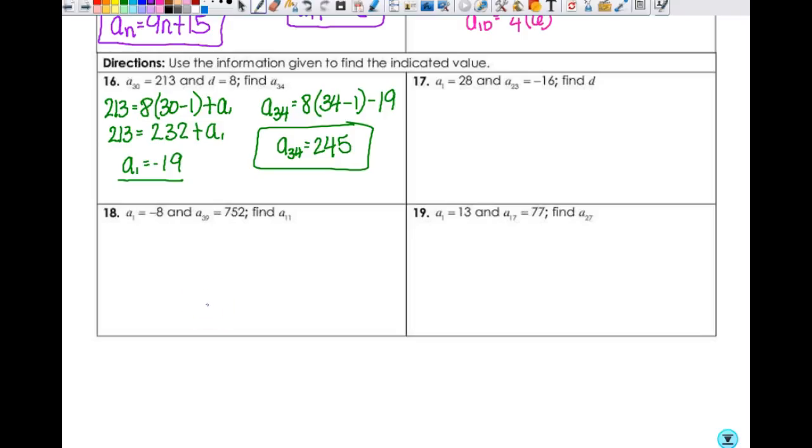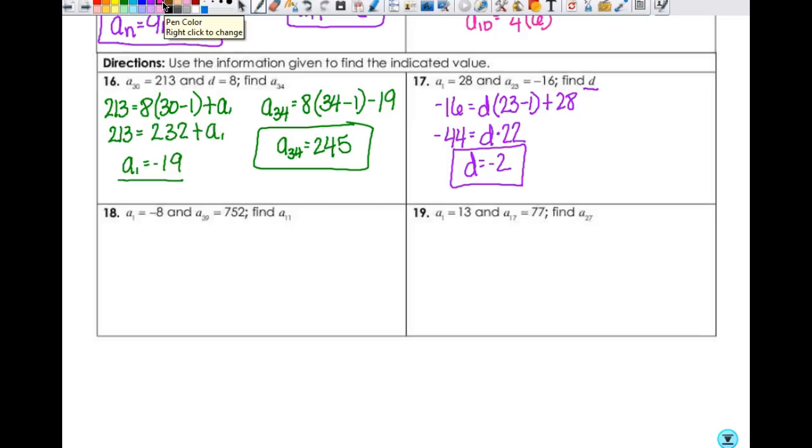All right, number 17. I have A1 and A23. I need to find the common difference. So A23 is negative 16. That's equal to the common difference, which I don't know, times N, which is 23, minus 1, plus 28. So I can subtract 28 from both sides. That's going to give me negative 44 is equal to D times 22. So the common difference is negative 2. And that's all they asked me for. I found that.